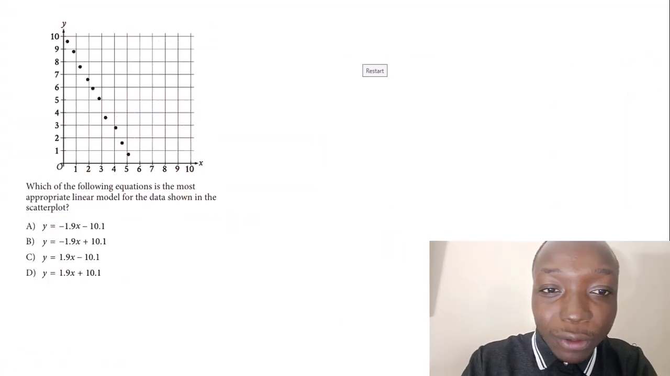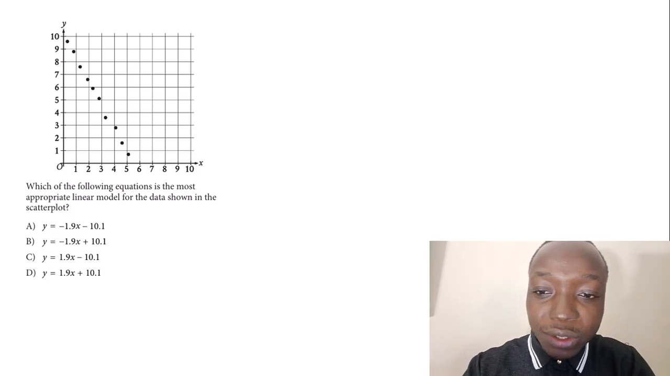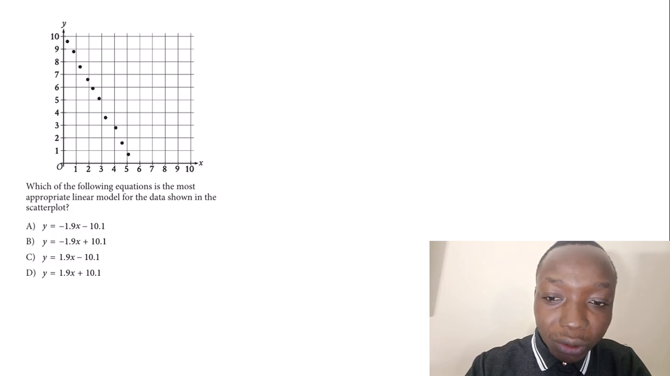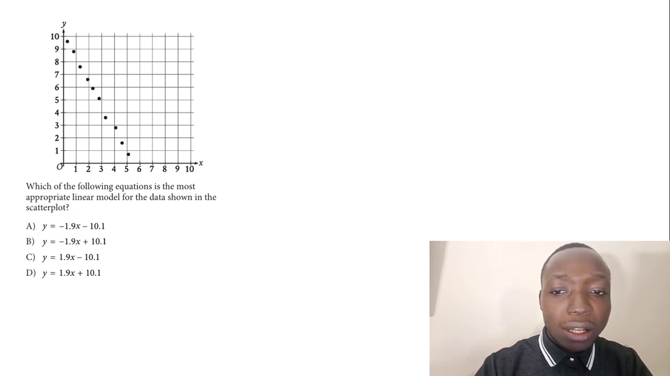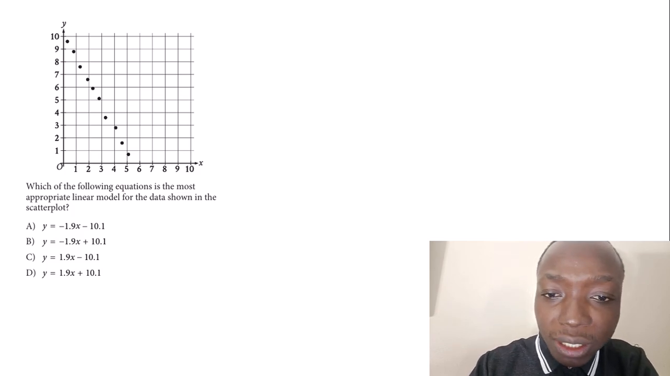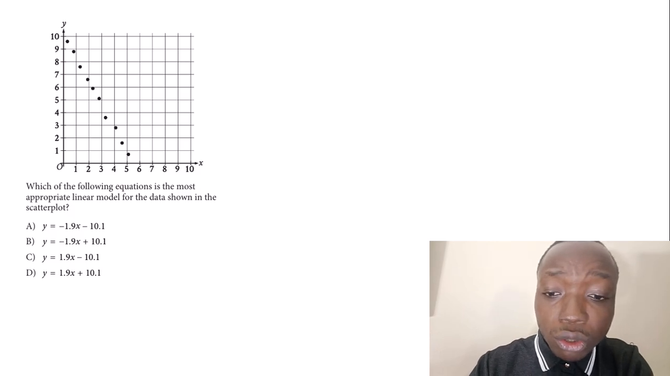So the first question we have: which of the following equations is the most appropriate linear model for the graph shown in the scattered plot? So you only need two things to solve this question. First, you need to understand the nature of slopes, and you need to do a little substitution. So from this scattered plot, you can see that it has a negative slope.